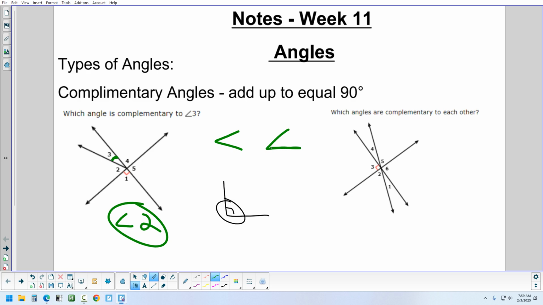So angle 2. All right, now, is there any other angle that looks like it would add up to 90 with that one? No, I don't think so. No. All right, let's look at the next picture.